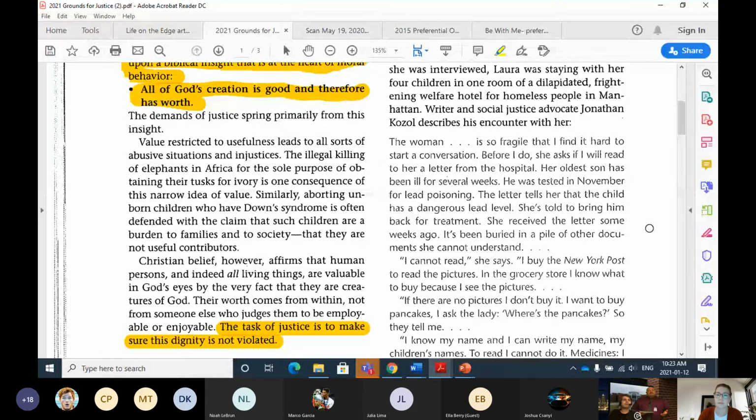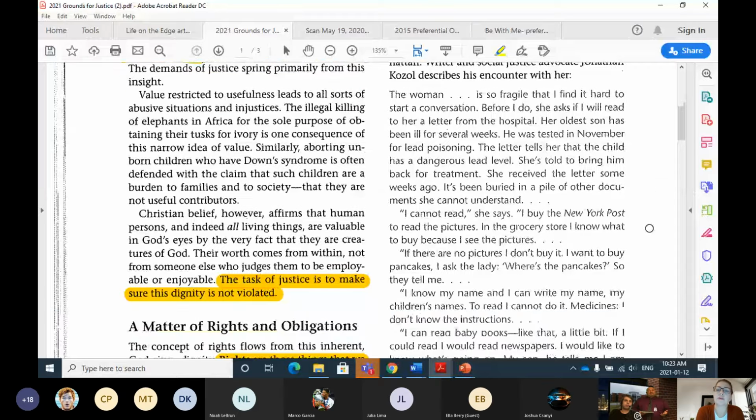The woman is so fragile that I find it hard to start a conversation. Before I do, she asks if I will read to her a letter from the hospital. Her oldest son has been ill for several weeks. He was tested in November for lead poisoning. The letter tells her that her child has a dangerous lead level. She's told to bring him back for treatment. She received this letter some weeks ago. It's been buried in a pile of other documents that she cannot understand. "I cannot read," she says. "I buy the New York Post to read the pictures. In the grocery store, I know what to buy because I see the pictures. If there are no pictures, I don't buy it.